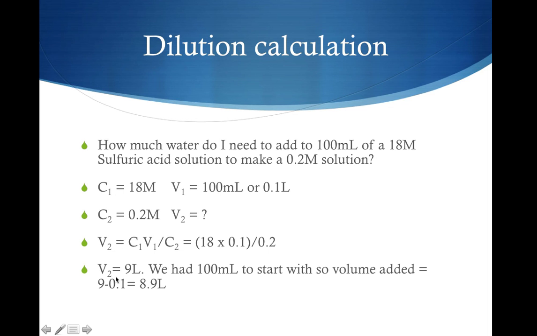Be careful here that sometimes they ask how much water you need to add. So V2 will give you the total volume. You will have had your initial volume, so you need to subtract that to find what you'd need to add. Because you would add 8.9 litres to 100 mils to get 9 litres.